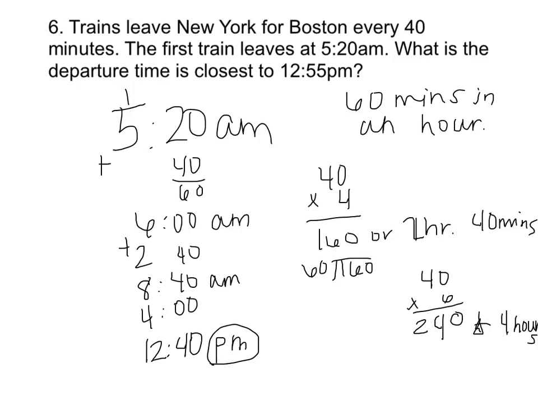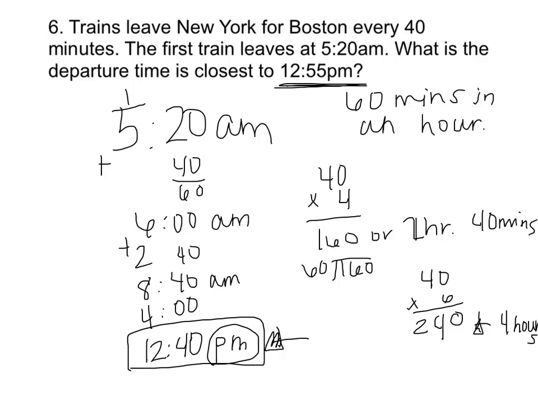My opinion is that 12:40 p.m. is pretty darn close to 12:55 p.m. So if you need to leave by at least 12:55 p.m., you better catch this train so you can be a little bit early and not late. So there we found our answer. 12:40 p.m. is the closest train that leaves to 12:55 p.m.